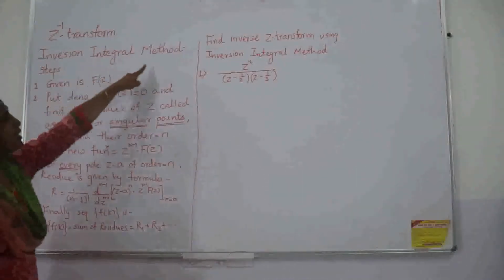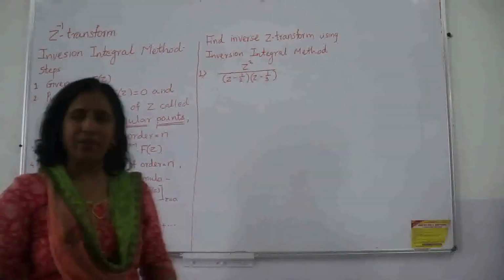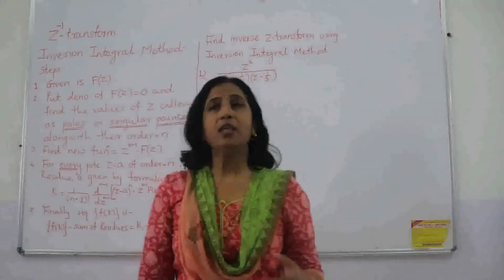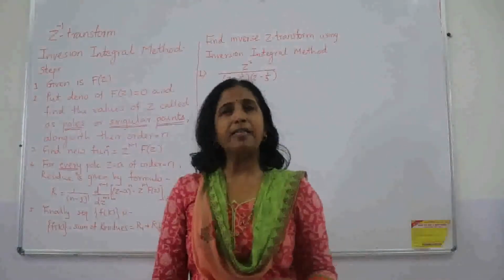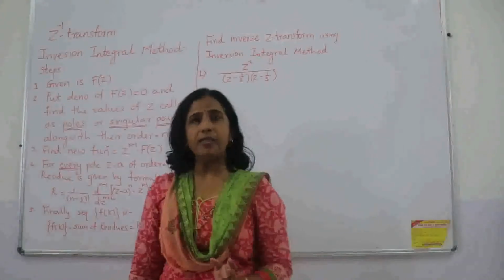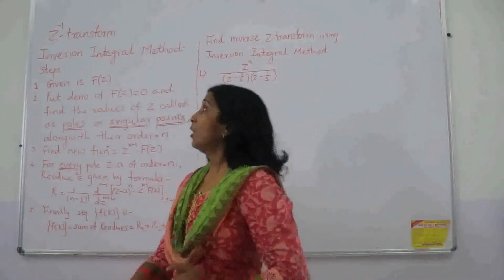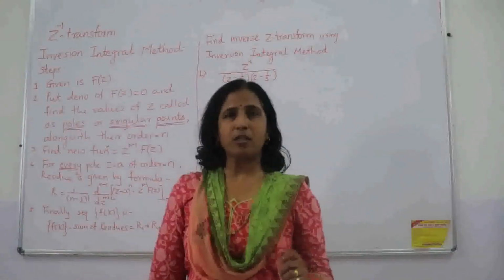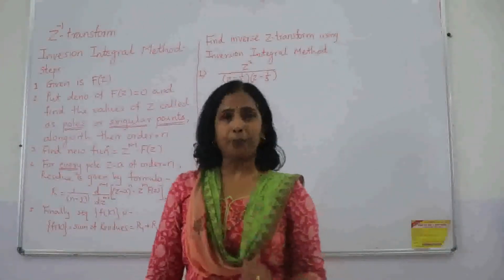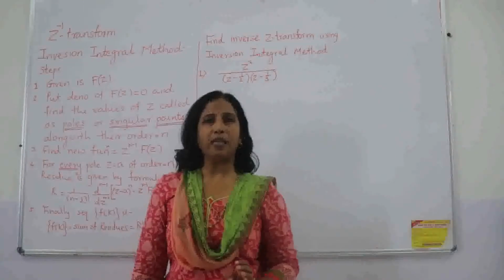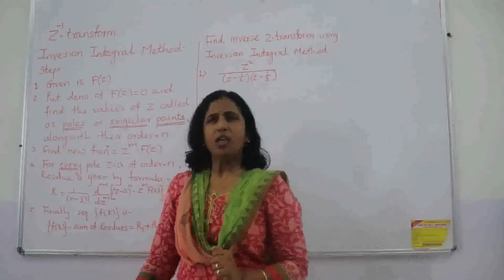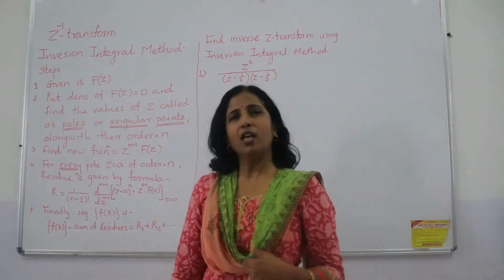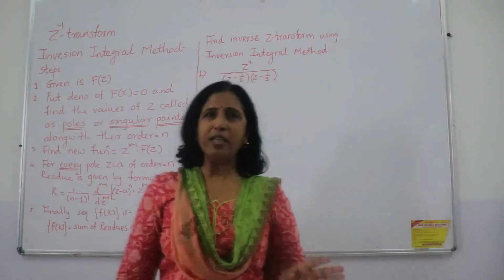In this inversion integral method, previously we have seen the partial fraction method. What is the compulsory condition for the partial fraction method? The degree of the numerator should be less than the degree of the denominator. That is very essential. But the main thing is, whatever F(z) is given to you, you have to express that function in the form of F(z) upon z. Then only we can apply the partial fraction method. There is no such constraint for the inversion integral method, so you can apply this method generally anywhere.